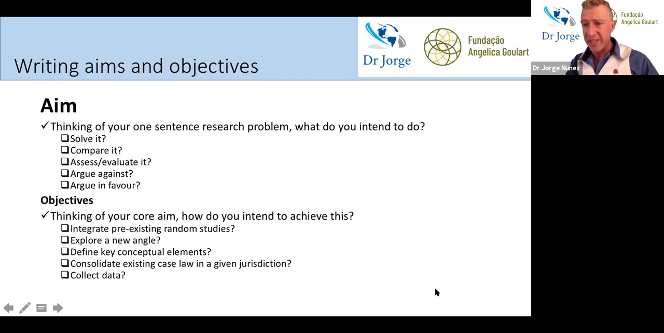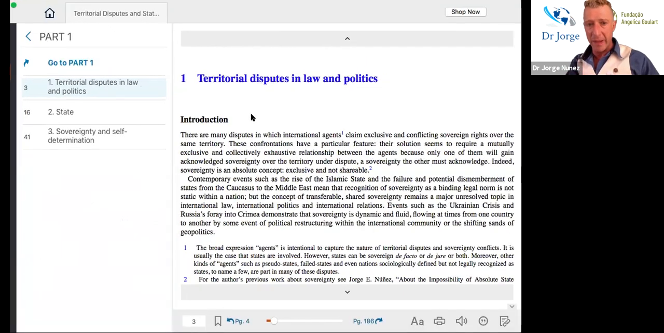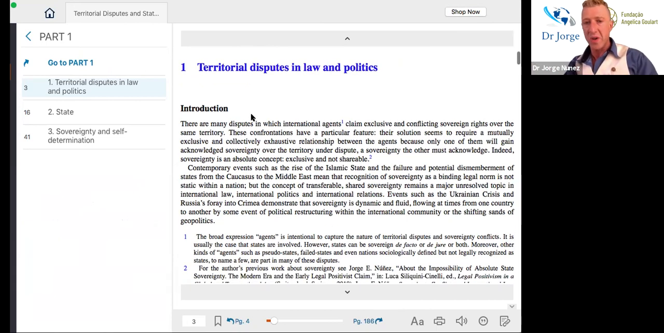So let me show, usually that's what I tend to do, I show with my own example, not to show off what I do, but just to show you how I do things, to offer an example. This is the introduction for my latest book, published in 2020. I'm not going to talk about the whole introduction. It's simply to give an example of how you deliver aims and objectives within the introduction, either for an essay or for a book, a PhD, or an LLM dissertation.